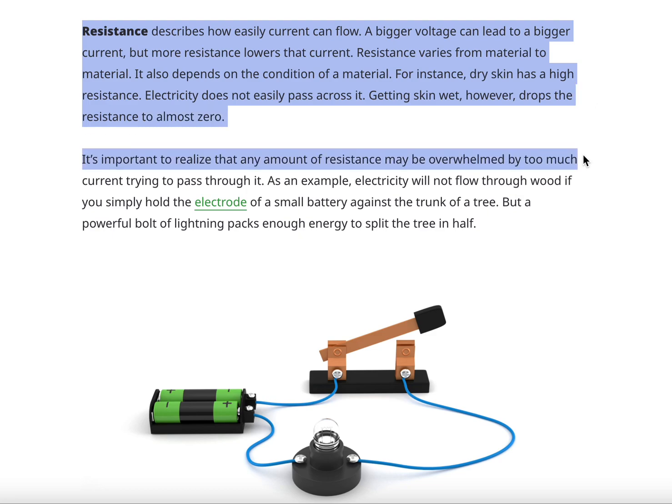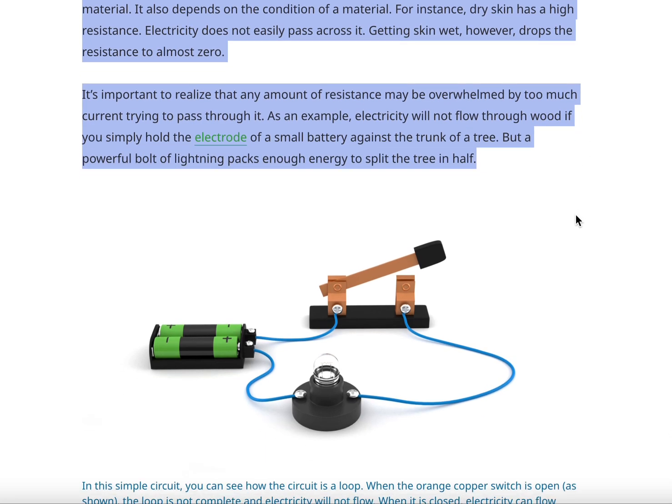It's important to realize that any amount of resistance may be overwhelmed by too much current trying to pass through it. As an example, electricity will not flow through wood if you simply hold the electrode of a small battery against the trunk of a tree. But a powerful bolt of lightning packs enough energy to split the tree in half.